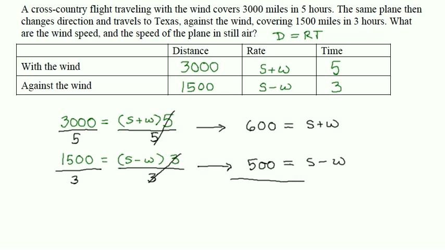Now I'm going to solve this using the elimination method, since W is already set up to drop out here. So when I add the two equations together, I get 600 plus 500 equals 1,100, and S plus S is 2S, and the W's dropped out. Dividing both sides by 2 gets me S equals 550.